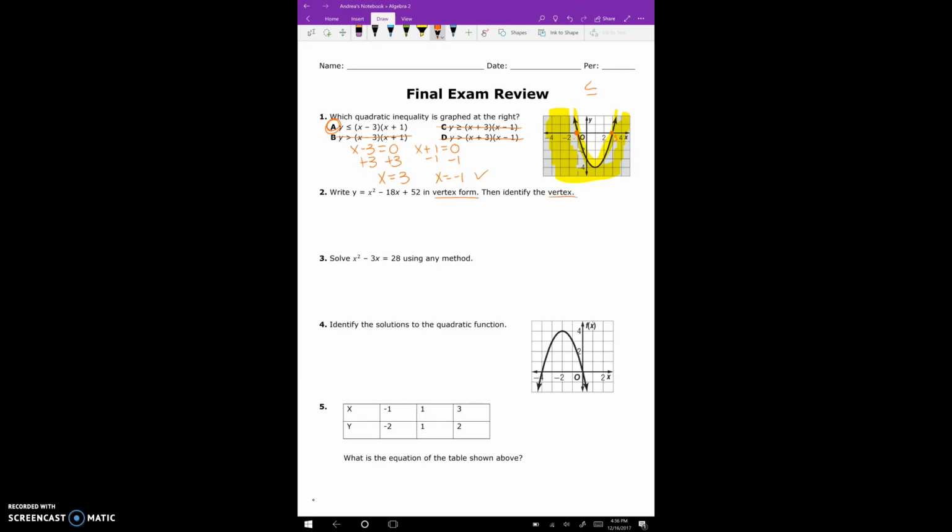Realize vertex form is y equals a times x minus h squared plus k, where h and k actually represent the vertex. In order to do this, I'm going to try to complete the square. So I need to put my a and b terms inside the parentheses and the c term on the outside. To figure out how I get the third value that would go here, I need to do b divided by 2 and square it. So -18 divided by 2 is -9. Notice I put that in parentheses and I'm going to square it to get +81.